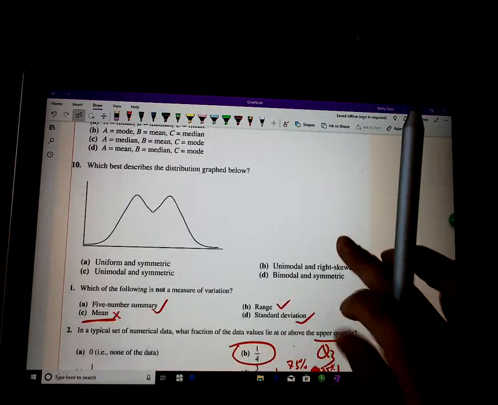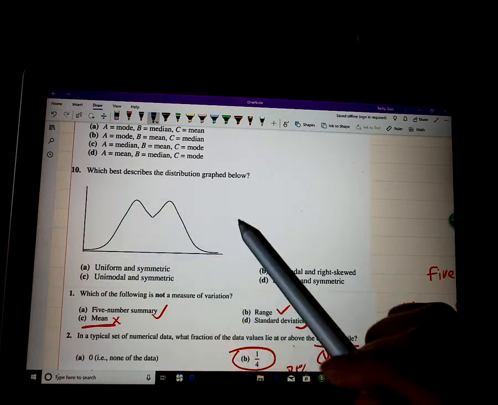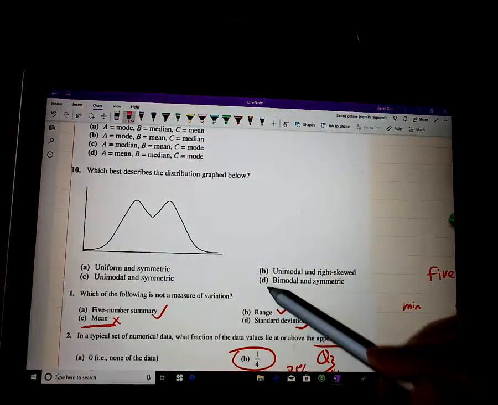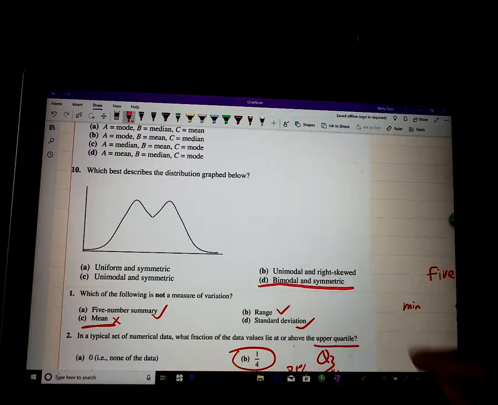Number 10. Obviously, this distribution has 2 peaks, so that is bimodal, and symmetric, because you can see the symmetry, right?